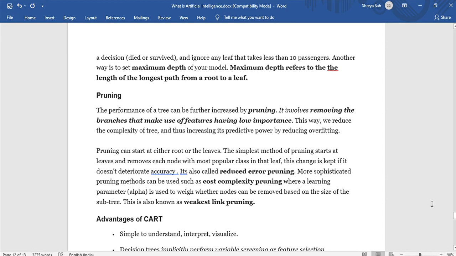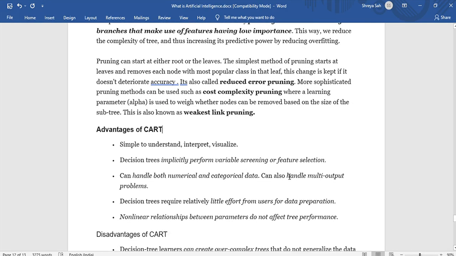Okay, now advantages of CART, or classification and regression trees. It is simple to understand and very simple to visualize. It just looks like a tree, so it is simple to understand, interpret and visualize. Decision trees implicitly perform variable screening or feature selection. It can handle both numerical and categorical data.